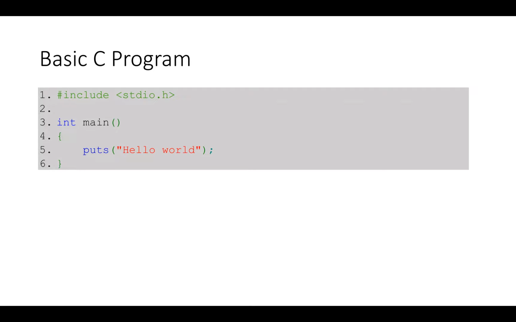So the opening bracket can either go on line 4 or on line 3. It doesn't really matter. I personally prefer to put the opening bracket on the end of line 3. So we execute a statement on line 5, which outputs hello world to the terminal, and then we conclude our program on line 6 with a closing bracket.